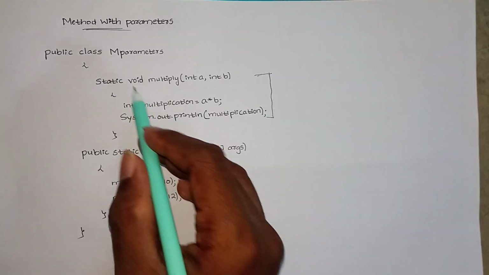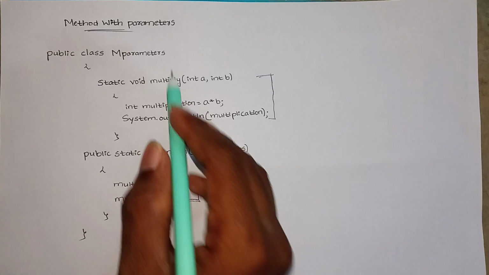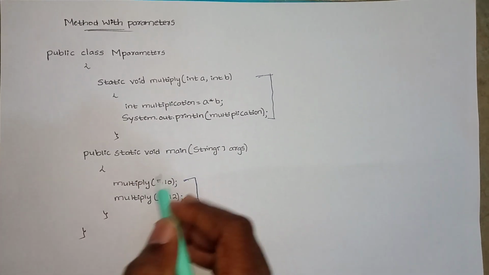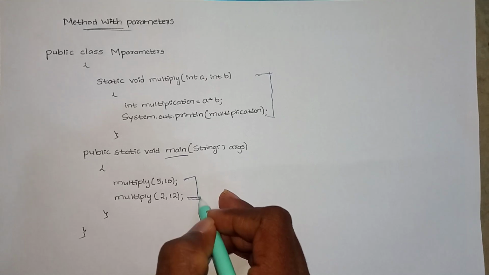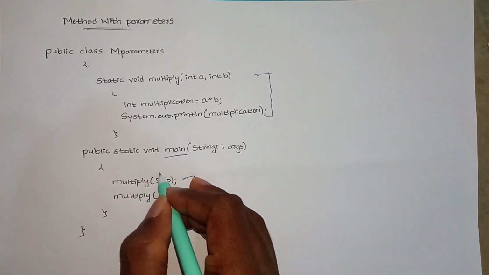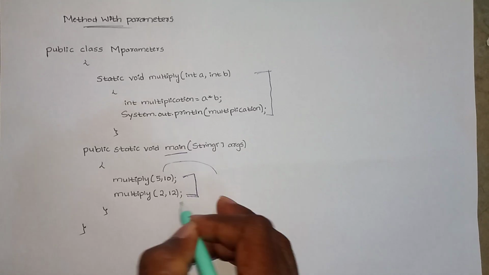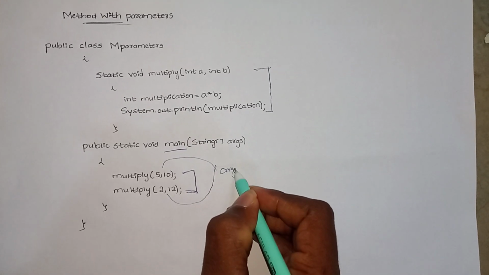As it is a static method, we do not need to create an object for this class. Instead we can directly call the method. The execution of Java code starts with main. So this is the method call, and the values that are passed to a method are known as arguments. So here 5 comma 10 and 2 comma 12 are the arguments.